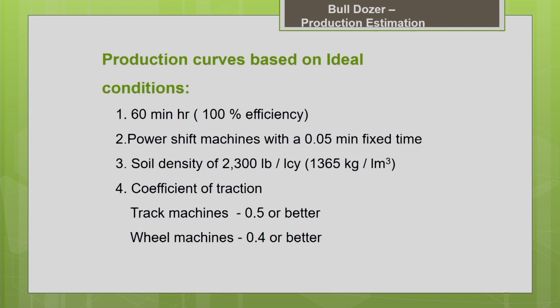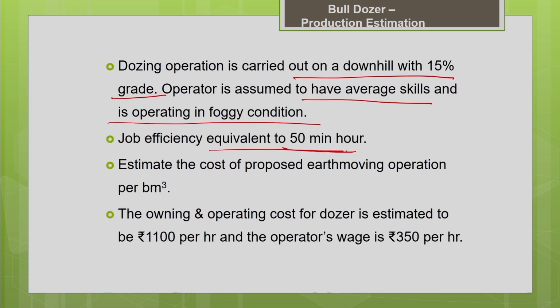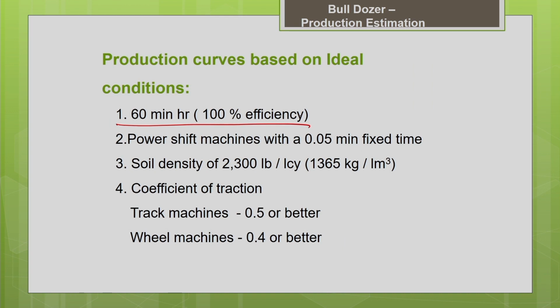And I hope you remember, these curves are valid only for ideal conditions, that is 60 minutes per hour. But in this problem, we found that the machine is working for 50 minutes an hour, so you are supposed to apply the job efficiency correction factor accordingly. This curve is applicable for power shift mode, automatic gear change. In this problem also you have the automatic gear change, so no need to apply a correction factor.